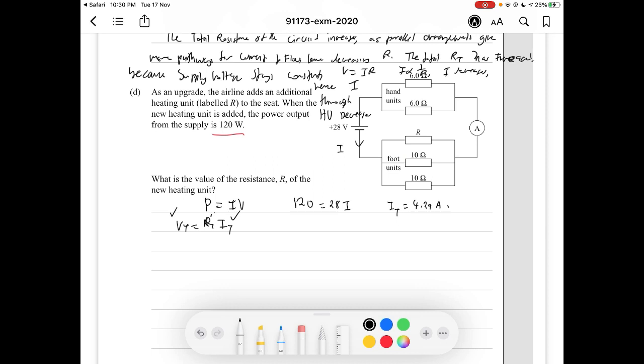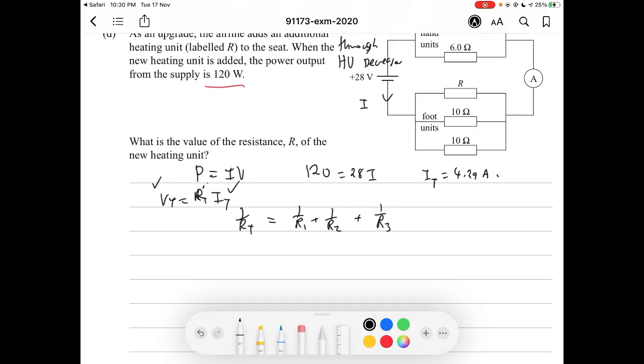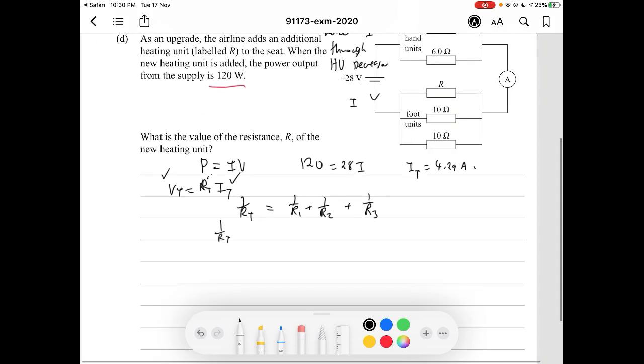All right, so we added a new resistance in the foot units as a parallel circuit, okay? So we can use our parallel circuit formula for resistance. So 1 over RT equals 1 over R1 plus 1 over R2 plus 1 over R3. Because now we have three items of resistance connected in a parallel circuit. So 1 over the total resistance equals 1 over 10 plus 1 over 10 plus 1 over R. And we just say 1 over RT equals 2 over 10 plus 1 over R.